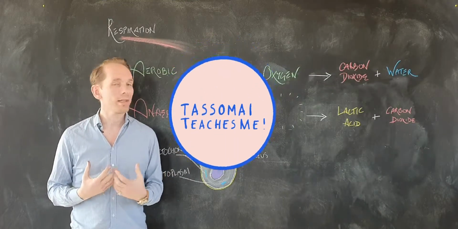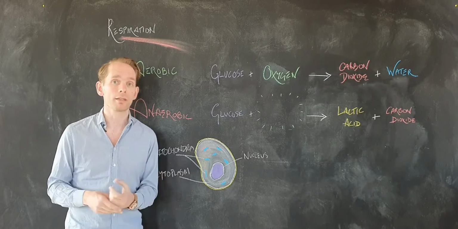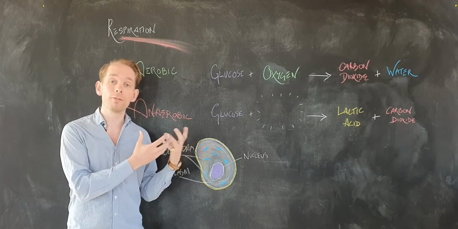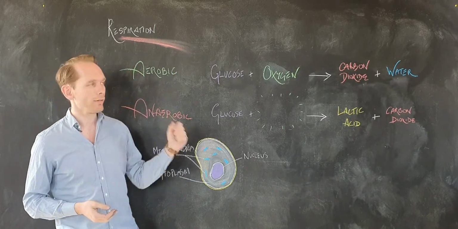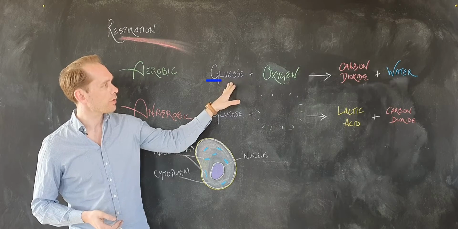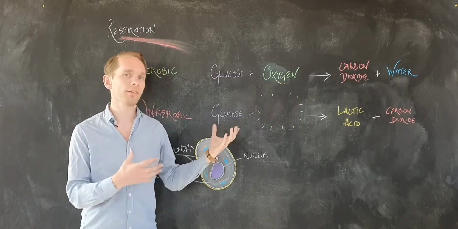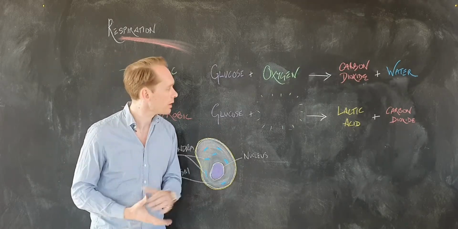Hello, this video is about respiration, a process that takes place in the cells of all living things. Respiration is the process by which we convert fuel or food into energy. So the normal equation, aerobic respiration, converts glucose with the help of oxygen into carbon dioxide and water. It's the reverse of photosynthesis. And as an exothermic reaction, it releases energy.